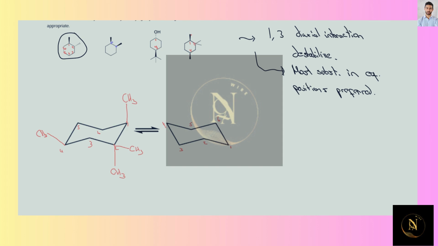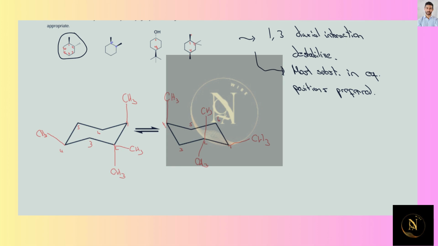When we do the ring flip, now in the second configuration, this guy is going to become an equatorial looking up position. Over here, we're going to have a CH3 and a CH3 over here. And finally, at carbon 4, we're going to have an axial looking up position, a CH3 over here.